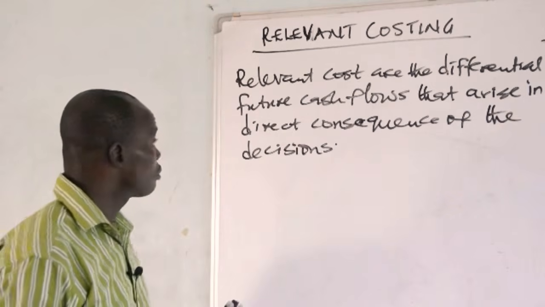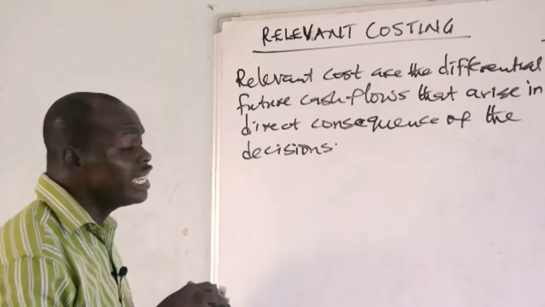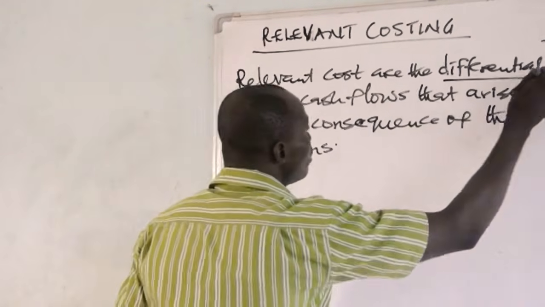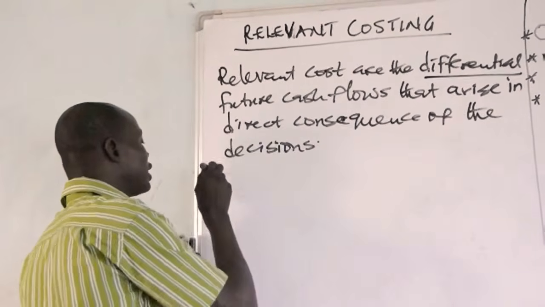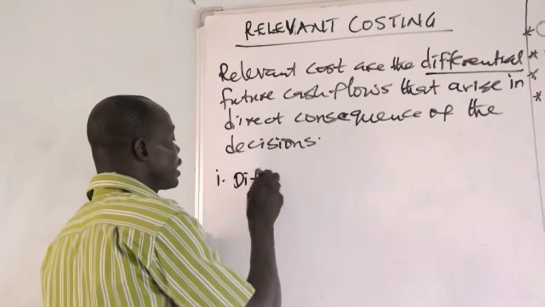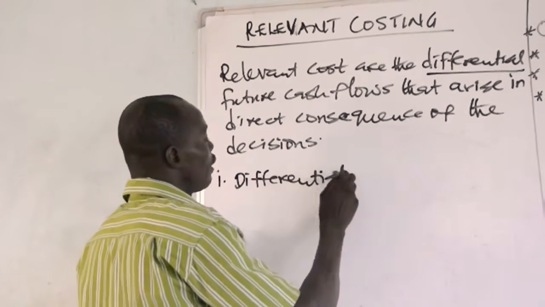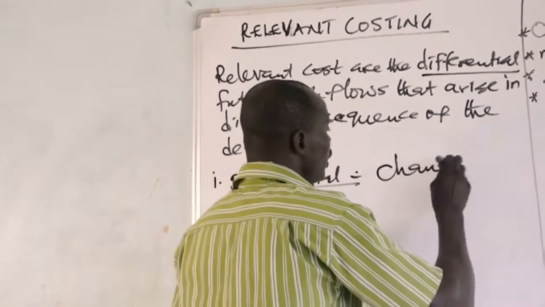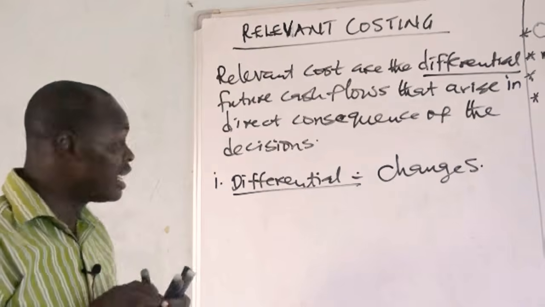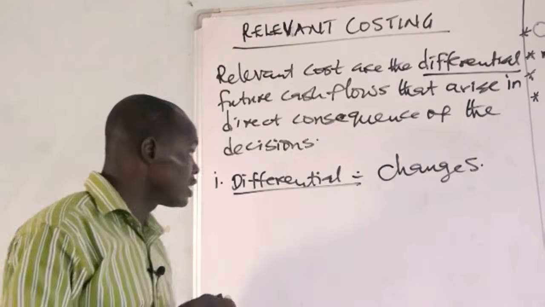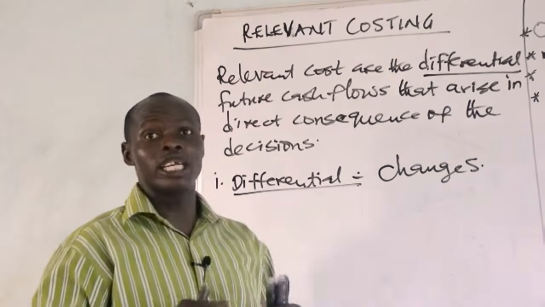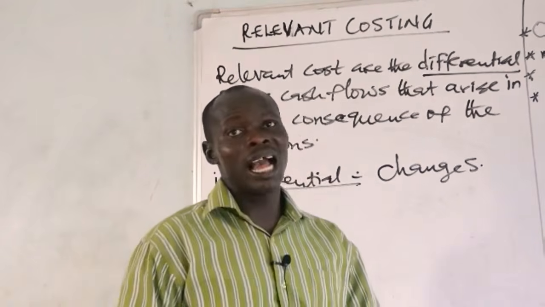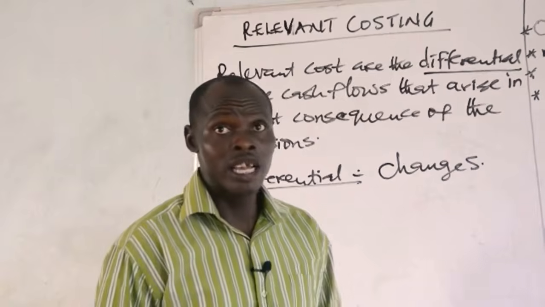Now, let's examine the key words from the definition. The first key word is differential. What do we mean by differential? Differential means changes. For a cost to be relevant, it must be a cost that changes with the decision. Costs that remain fixed are not relevant.